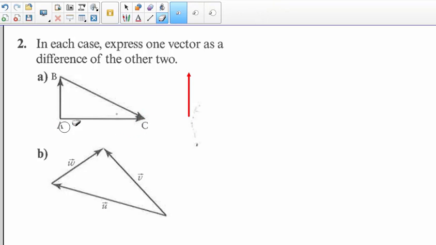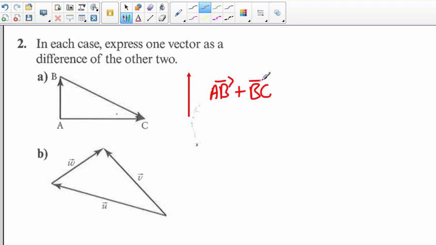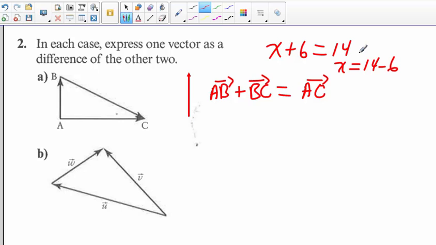So that shows me right away that vector AB plus vector BC is equal to, or gives a resultant of, vector AC. Again, this is the knowledge that I have going into this unit, having done addition already. If I'm looking to change something from an addition to a subtraction, what we've done in the past, if we had something like x plus 6 equals 14, we essentially subtract 6 from both sides and we find that x equals 14 minus 6, which we could then finish up.